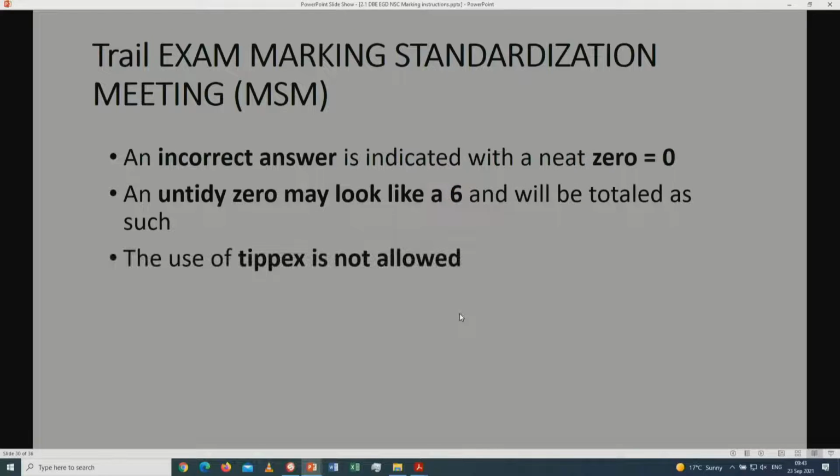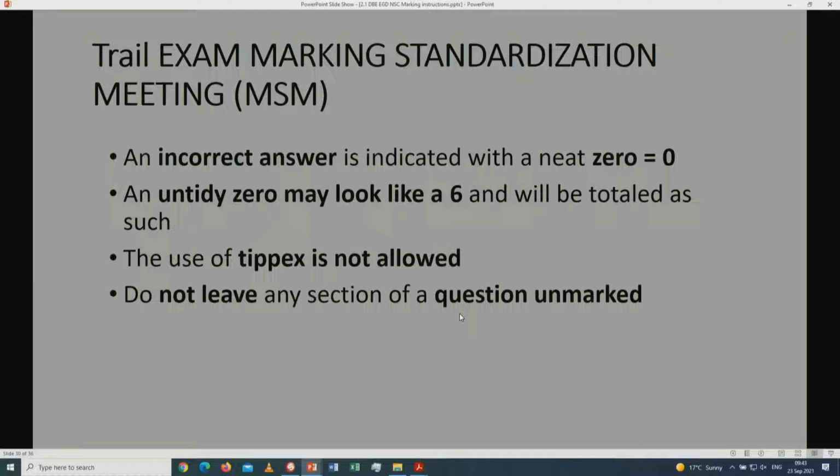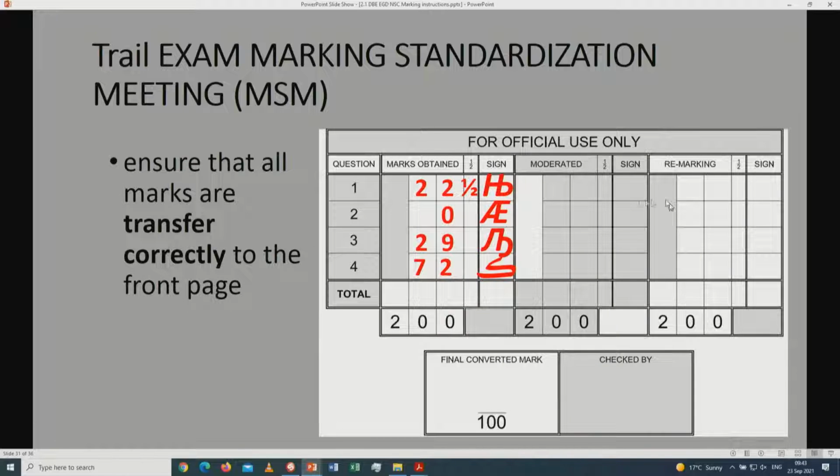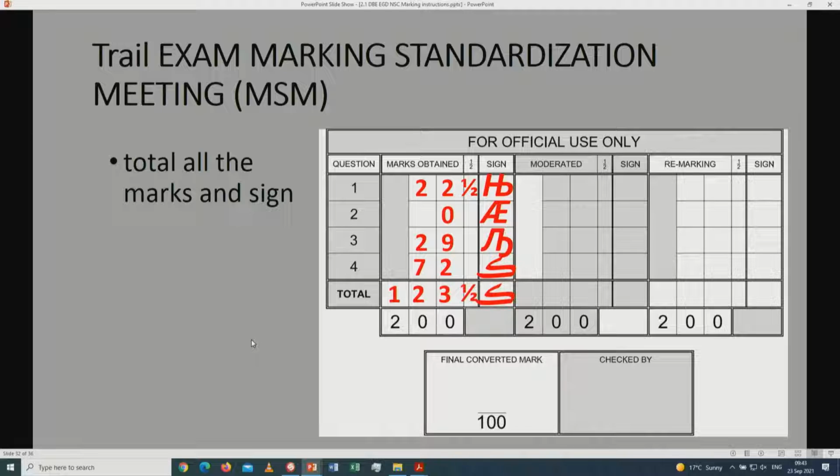And then also, no tippex allowed on any answer sheets, of course from the learner and also from the marker itself, and do not leave any section of the question unmarked. Everything must be marked. So therefore there we transferred the 0. Make sure it's a nice round or oval shaped 0, and then of course you will transfer everything correctly, and then after that you will total.